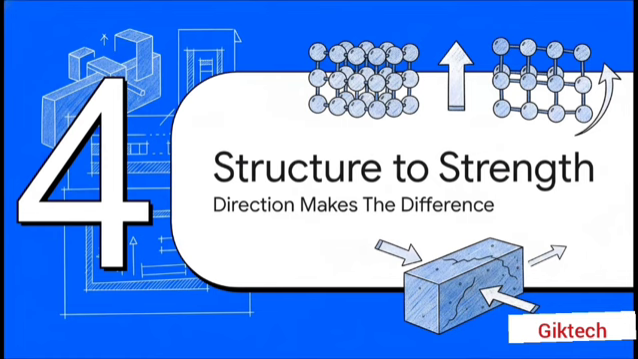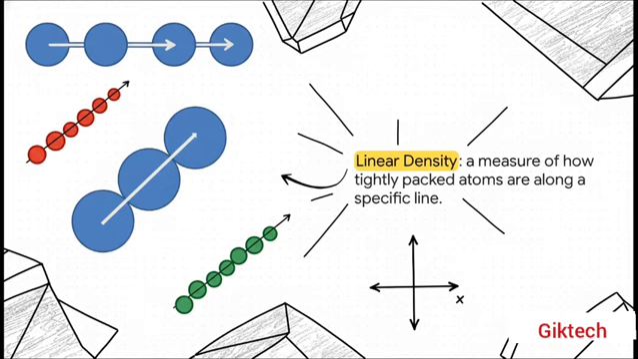Okay, so we've got our building blocks, the unit cells, and we've got the blueprints, BCC and FCC. So now for the crucial part. How does all this atomic architecture finally solve our puzzle? How does it explain why that piece of iron was so much stronger in one direction? Well, it all comes down to this concept right here, linear density.